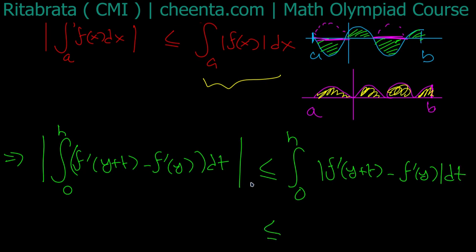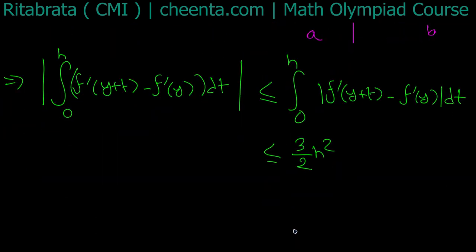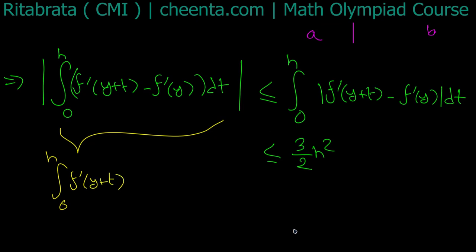And this is less than or equal to 3 by 2 times h square. We know that. Now let's try to evaluate this expression first. What is this integral? This is the integral from 0 to h of f dash of y plus t dt. We can evaluate it by the fundamental theorem of calculus, and this is f dash y times the integral from 0 to h of just dt.